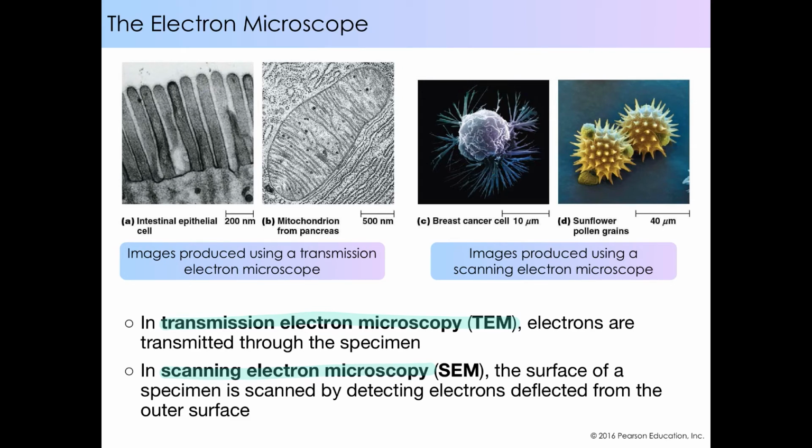Now, many electron microscopes require samples to be dehydrated, so in general, they're not suitable for live cells. However, there are newer electron microscopes that allow for cells to be visualized in a liquid medium.